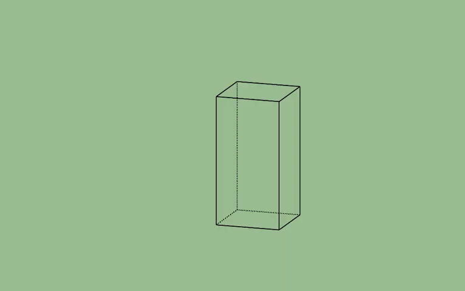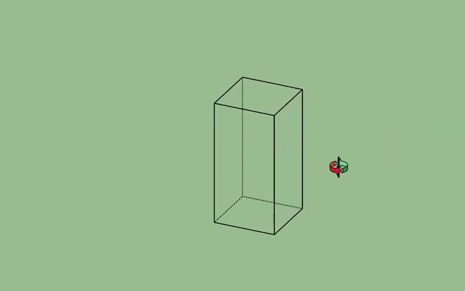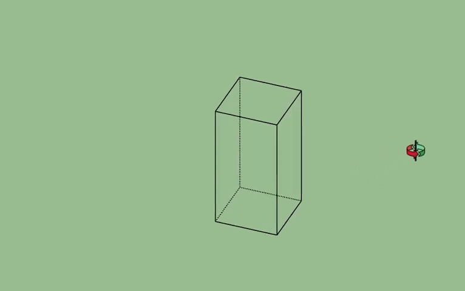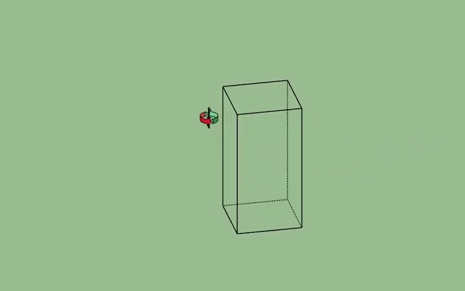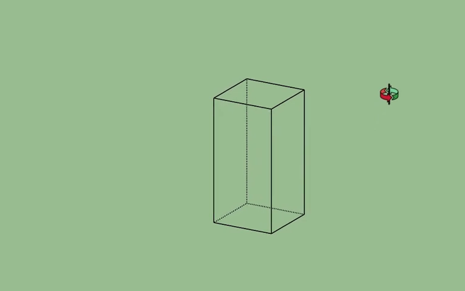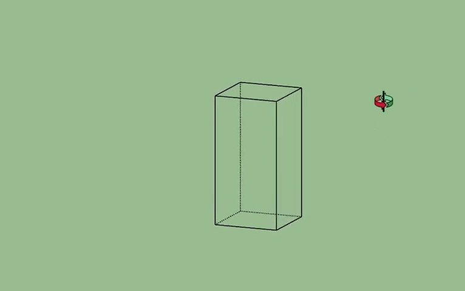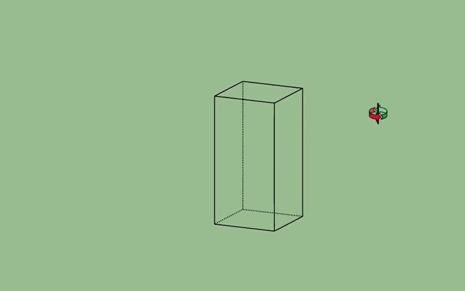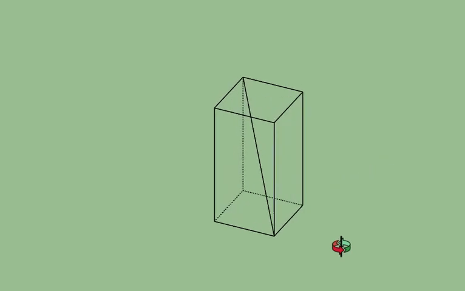So here we have a drawing very similar to the one in this question, but in this one I can rotate the solid that it represents. And you get a good feeling for the three-dimensional nature of that drawing. Let's have a look now at the line that we're trying to calculate. It's from the back top corner to the front bottom corner.